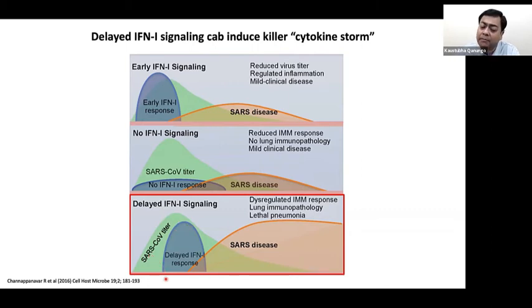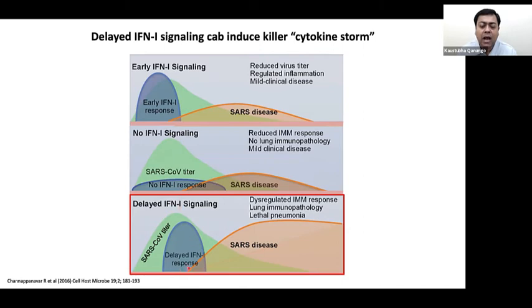And this is done by a protein, if you remember, the NSP1. This is at the very N-terminal end of the genome. And this NSP1 causes this delayed IFN response. So now what happens is that ultimately, when the virus is almost at the peak, at that time the IFN response happens, not at the beginning.